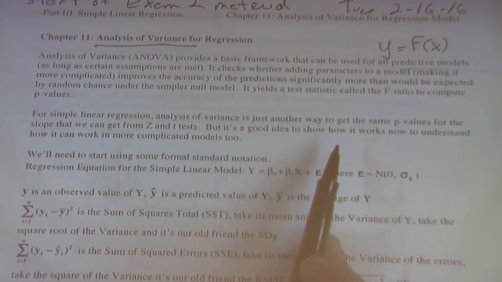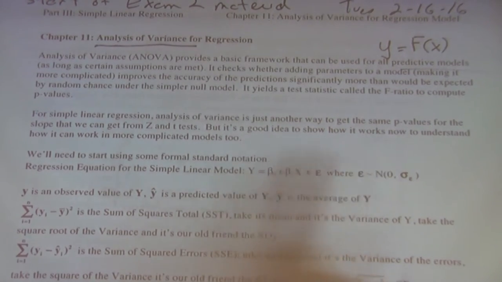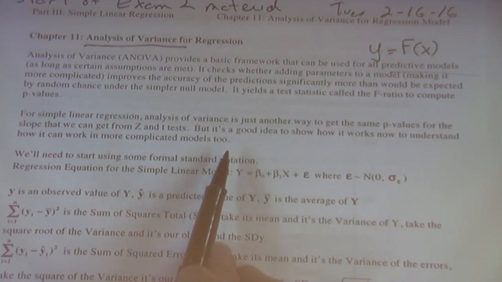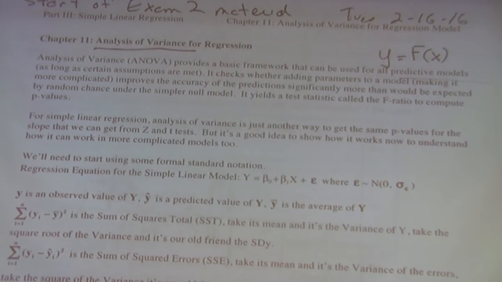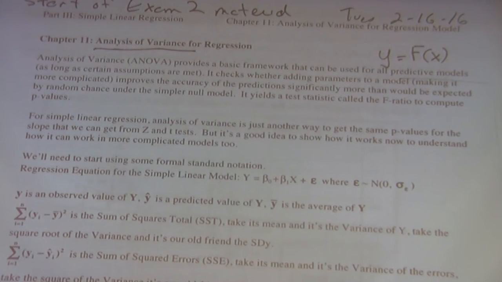But I just thought it would be a good idea to show how it works in a very simple case, so you can understand how it can work in more complicated models too. When we go into multiple regression and we add multiple x predictors, independent predictors, for our dependent y variable. All right, so I thought it's a good time now, after our first exam's under our belt, to start moving into a little bit more formal notation.